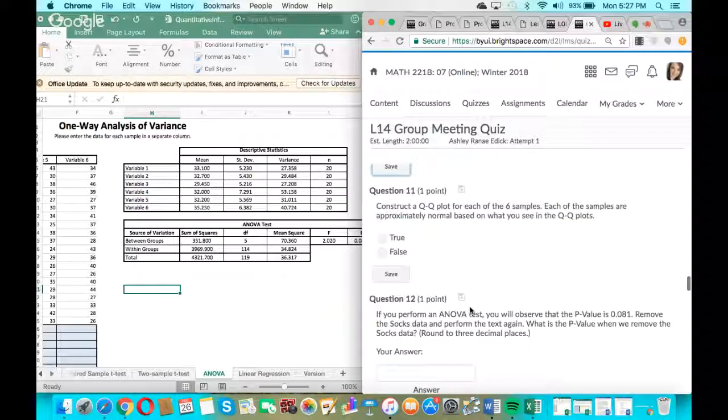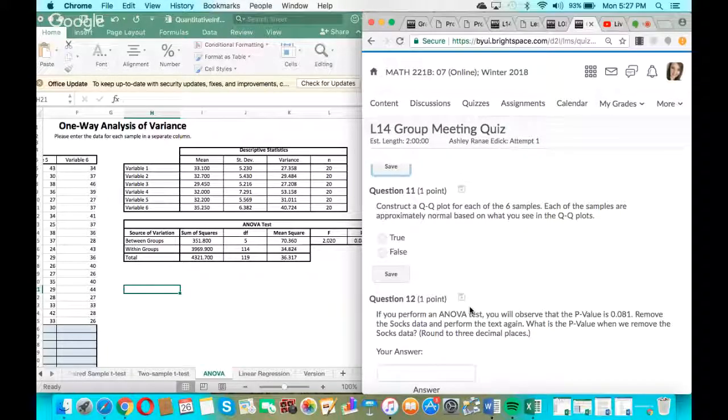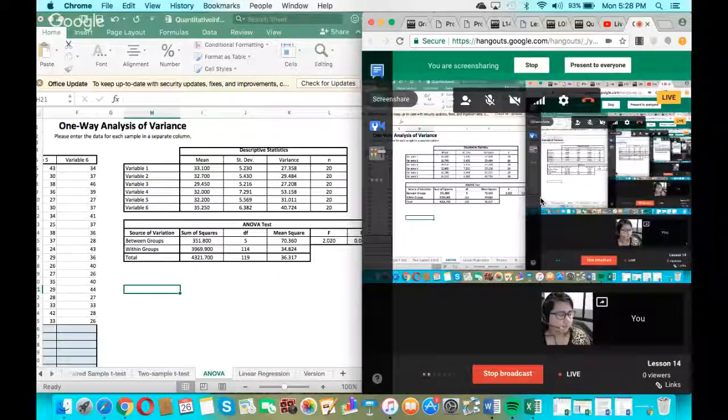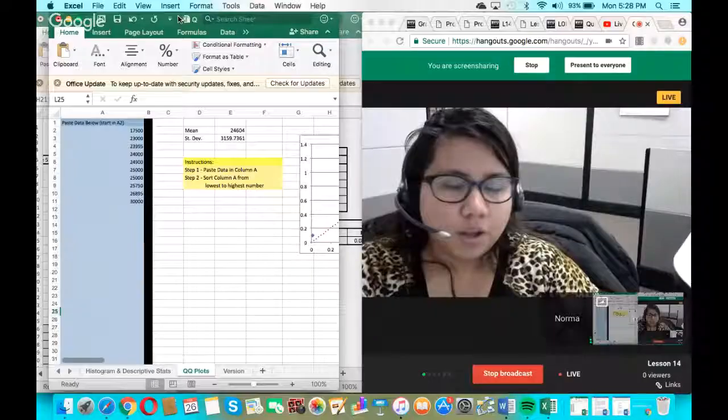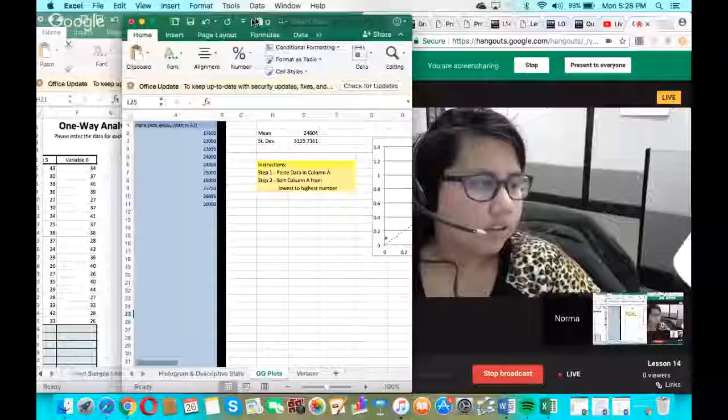A Q plot for each of the 6. The samples are approximately normal based. Okay, so I have a question about that. How do you construct the Q plot? So you have to go to the quantitative Excel file. Okay, and then you have to do lowest to highest. Yeah, once you input them.